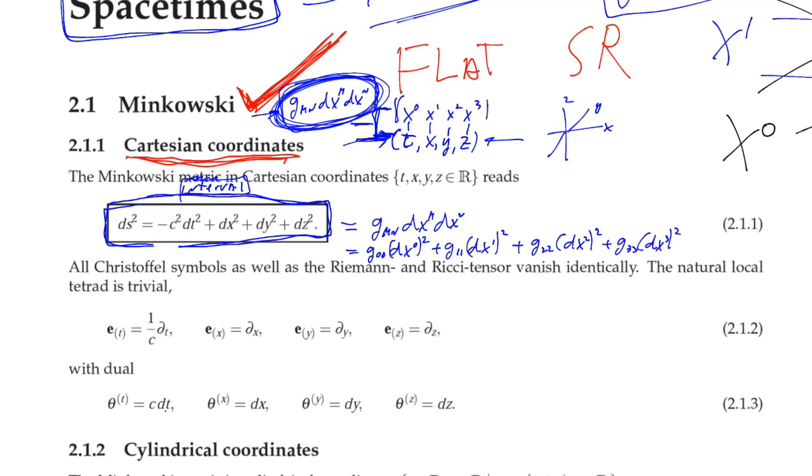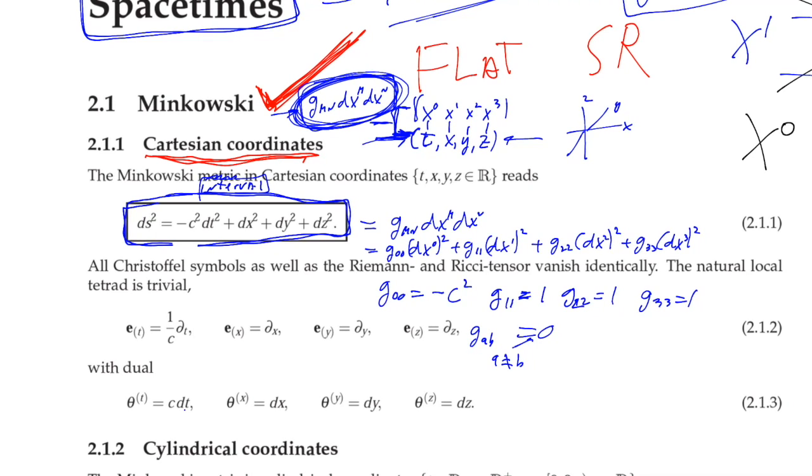And in this case, the metric is g00 equals minus c squared, g11 equals 1, g22 equals 1, and g33 equals 1, and all the others equal 0, right? So I guess you could say g_AB, where A does not equal B, they all equal 0. So that's how you use this thing. When you want to see what the metric is, you've got to read it off the interval. That's how they present it.